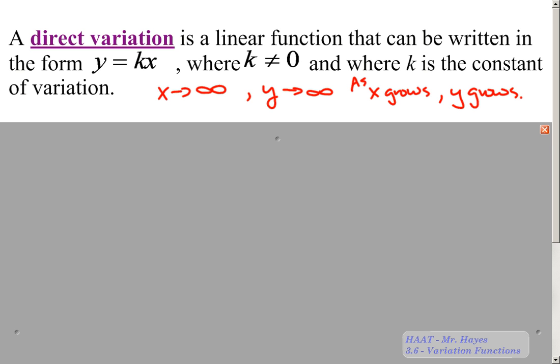A very easy example would be if you work at a job where you get an hourly rate: the more hours you work, the more money you're going to be making. As the hours go up, your money goes up.